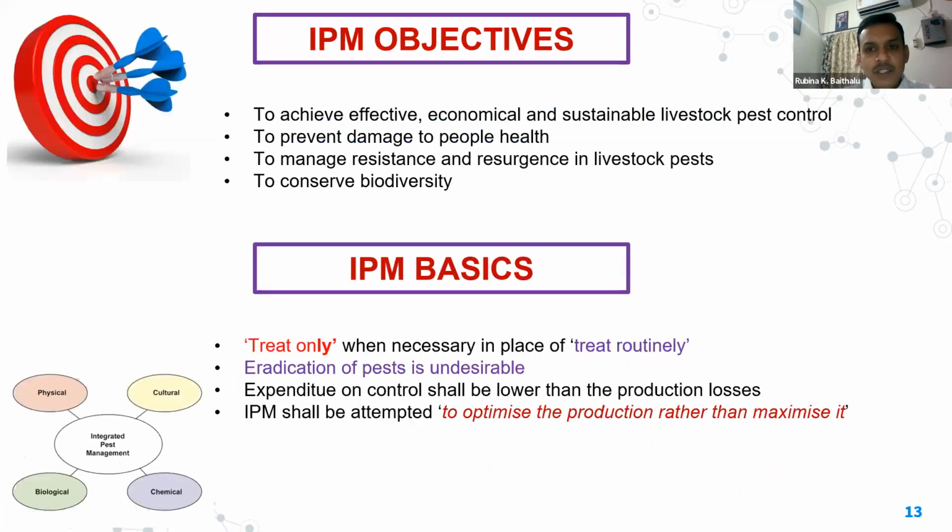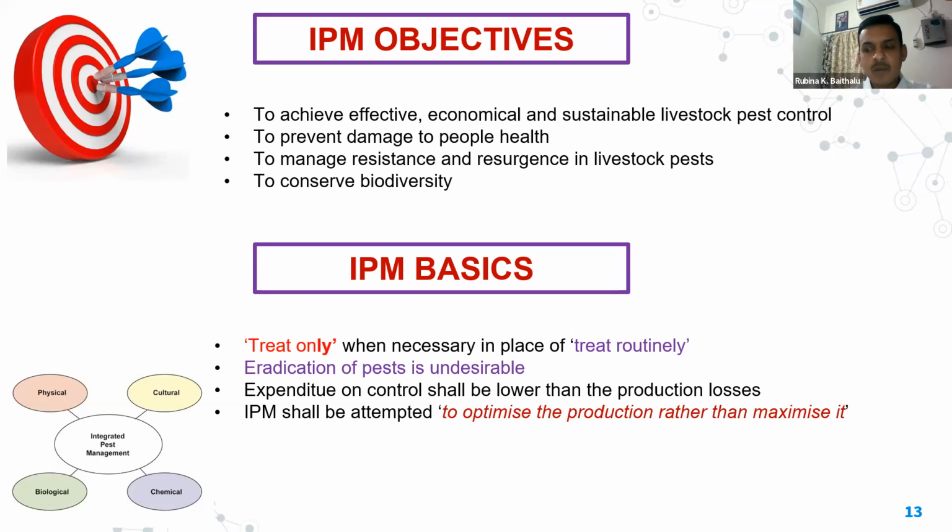So what are the basic objectives of this integrated pest management? The first objective is to achieve effective, economical, and sustainable livestock pest control, to prevent damage to people's health, to manage resistance and the resurgence of the livestock pest, and to conserve the biodiversity. We have to maintain the biodiversity of the beneficial insects of the place.